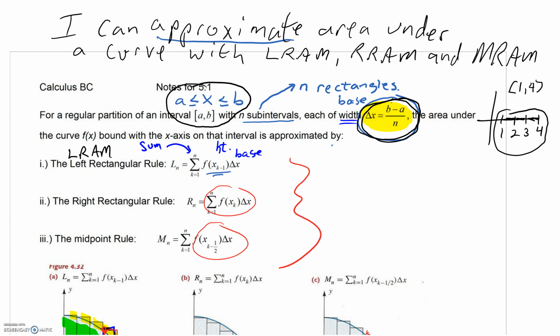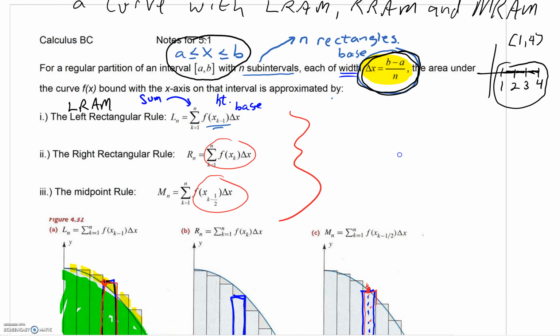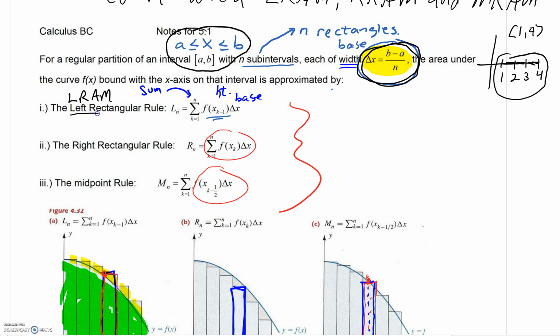So the area underneath the curve can be found with 3 different methods. We've got LRAM, the left rectangle approximation method. You can see this sigma right here. We'd write L sub n. The sigma means sum. And we're going to have a function, f of x times delta x. Delta x was the base of the rectangle. f of x sub k minus 1 would be the height.